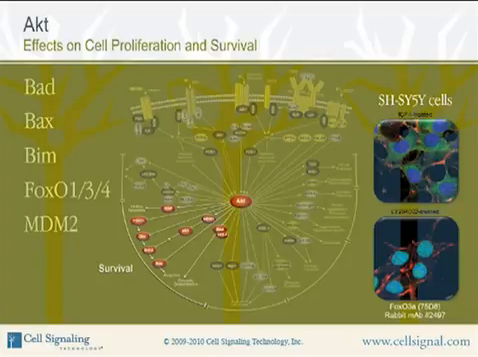FOXO3A rabbit monoclonal antibody, product number 2497, has been labeled green. Actin filaments have been labeled red with Alexa Fluor 555 phalloidin. DNA has been labeled blue with DRAQ5. Upon IGF-1 treatment, AKT is active, and FOXO3A is phosphorylated and inhibited, resulting in a cytoplasmic localization of green signal. With LY294002 treatment, PI3K inhibition leads to AKT inactivation, resulting in active FOXO3A that localizes to the nucleus.